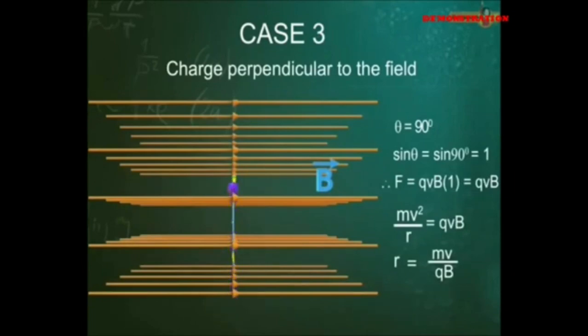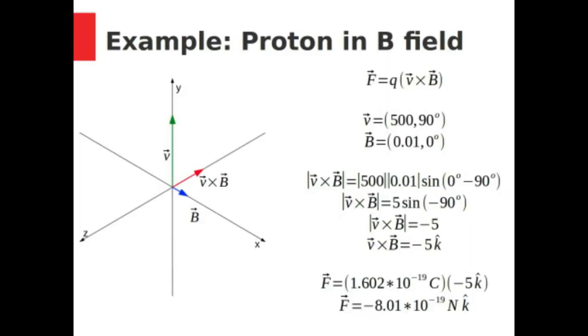meters per second. We can solve for v cross B like this. The magnitude of the cross product is equal to 500 times 10 to the power of negative 2 times the sine of the angle between the two vectors. Because the B field is aligned with the x-axis and the velocity is along the y-axis, the angle between these vectors is 90 degrees. Solving, the magnitude of the cross product is 5 tesla meters per second. Now, the direction.